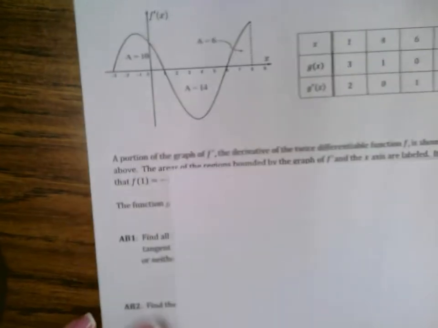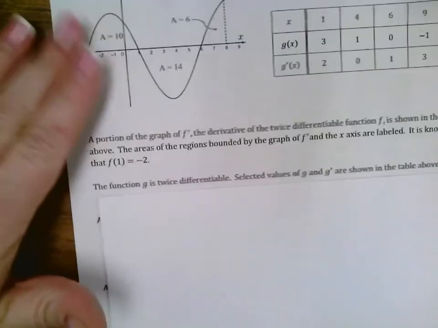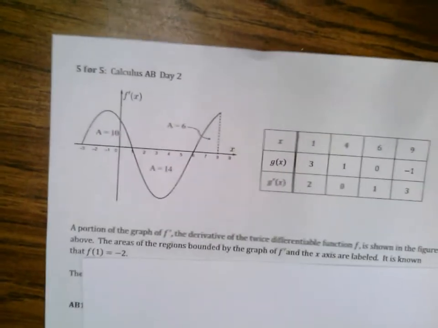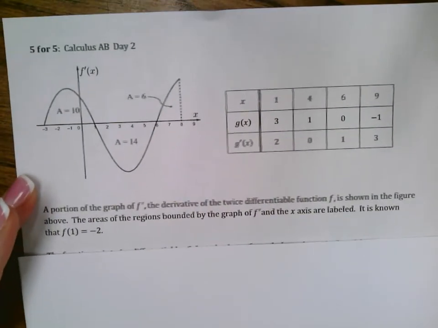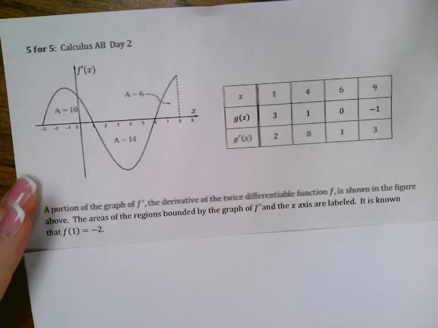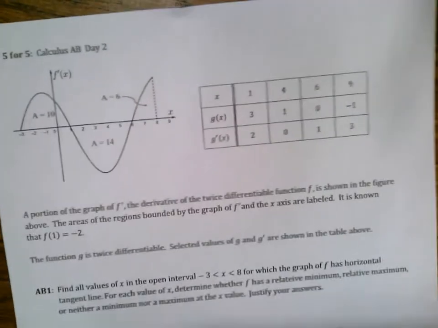Okay, this is the 5 for 5 that was due today, or last night at 11:59. I did grade it for accuracy. It was kind of disappointing because I could tell a lot of people did it at the very end and didn't put a lot of time into it. So the biggest thing here is making sure that you read the information.